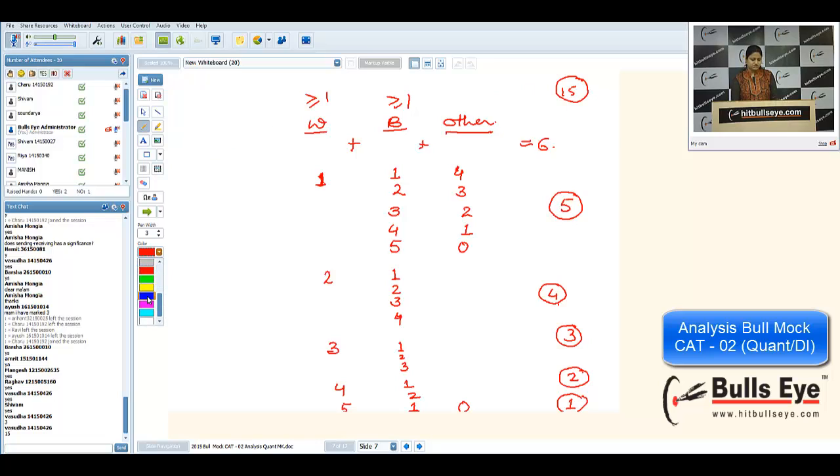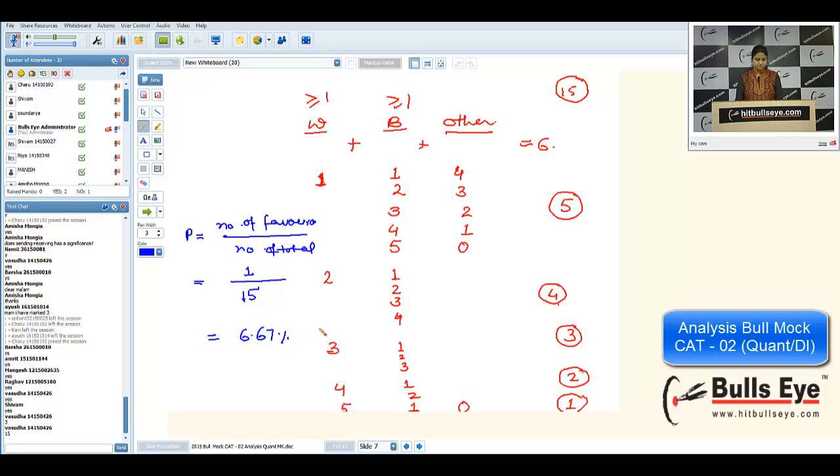Now what is the definition of probability? Probability is the number of favorable cases divided by the number of total cases. What was the favorable case? There should be 3 blue and 3 white balls. That can be done in only one way. When there are 3 blue and 3 white. And what will be the number of total cases? That will be 15. That is 6.67%. That is the answer. Is it okay with you? Yes, all of you?